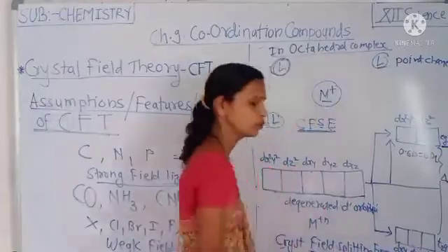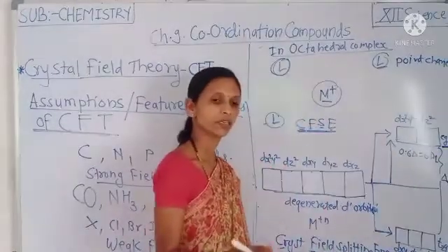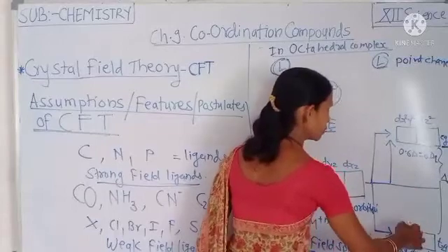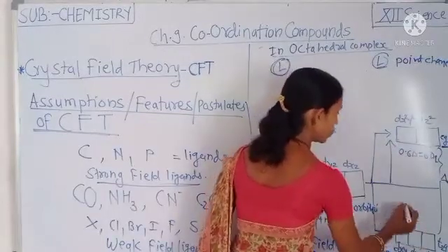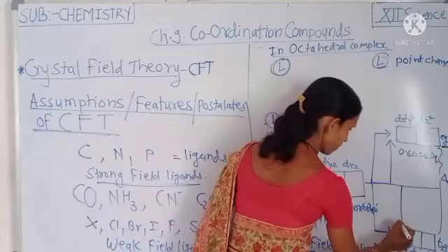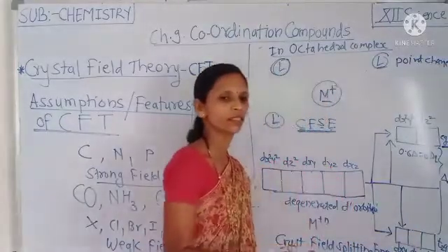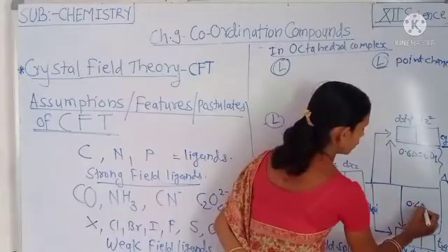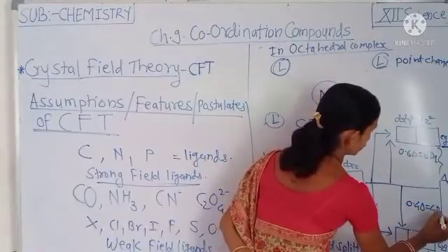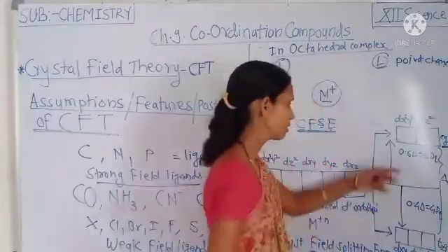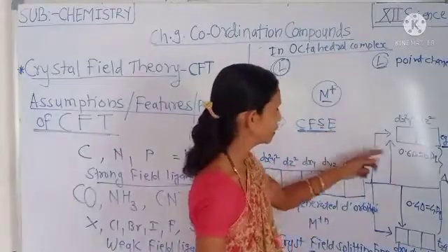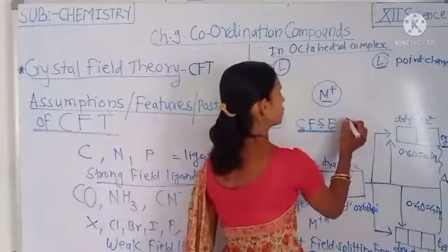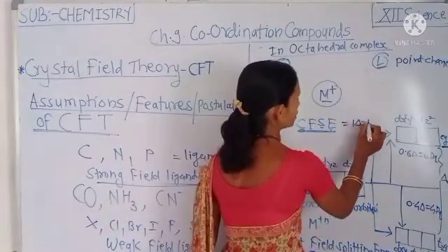And the T2g orbitals: the energy of the electrons which enter into the T2g orbitals is decreased by 0.4 delta, that is 4 Dq. That means here the CFSE is 1 delta, or it is 10 Dq.